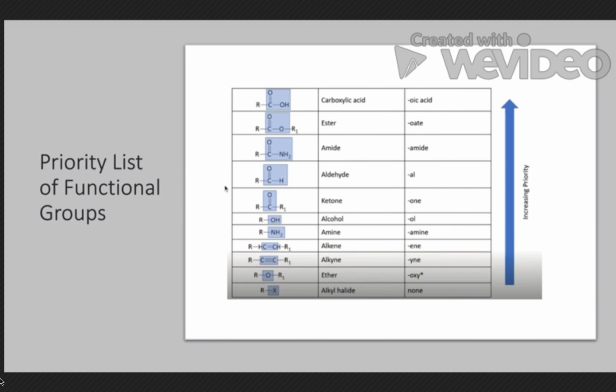And just a reminder that these R's here represent the rest of the carbon chain. So we can see on the aldehyde, it's an H because there's no carbon chain on that right side. However, with the ketone, there's a carbon chain on either side.